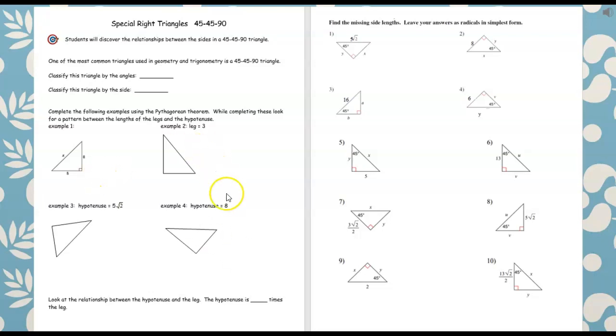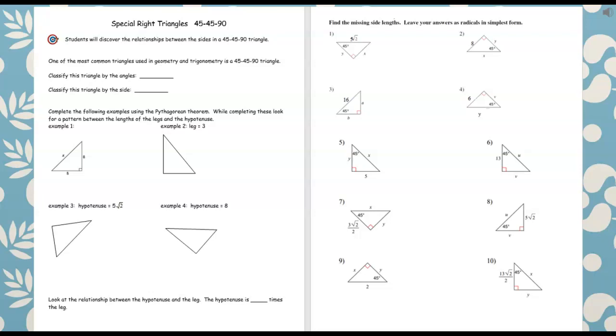Again, going back to the lesson, the first 4 are more discovery. They're given the lengths of the sides. They have to go find the hypotenuse. And my second 2 examples, they're given the hypotenuse and they are working backwards to get to the length of the legs.